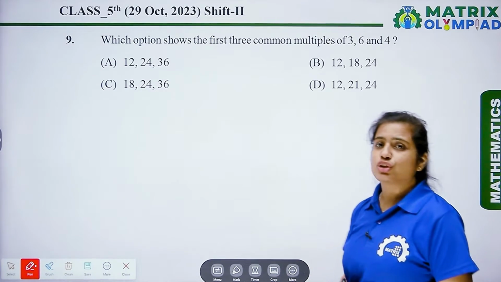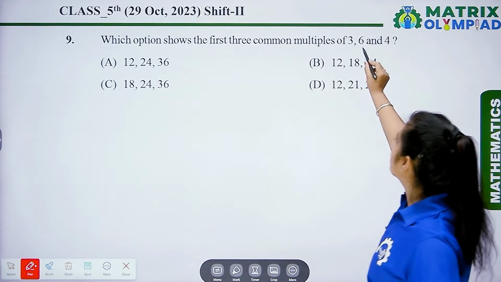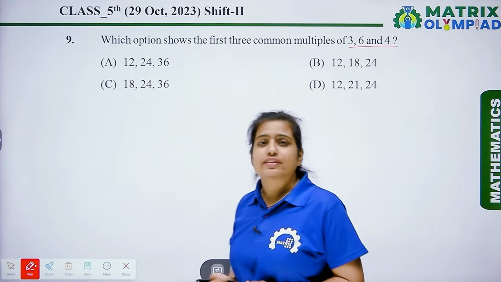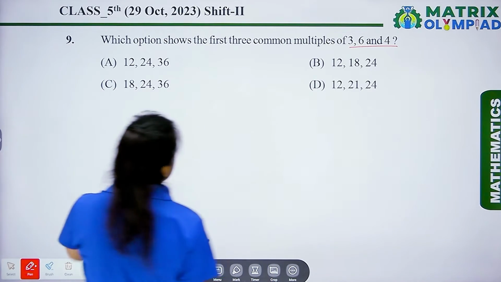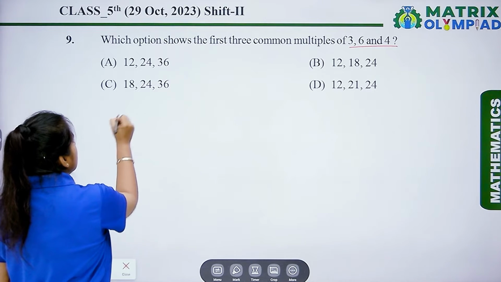Now the next question is question number 9. Which option shows the first 3 common multiples of 3, 6 and 4? So here let's write down the multiples of 6 first, as 6 is the greatest number among these 3 numbers.